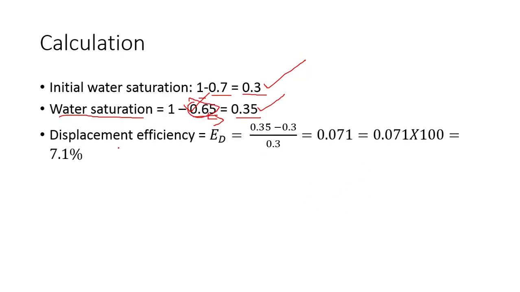Then immediately after that, by using these two data, I have calculated the displacement efficiency, where we have seen the formula for displacement efficiency is like 0.35 minus 0.3, whole divided by, it should be 1 minus 0.3. I have missed that. If you calculate this, then you will get an answer of 0.071, which will be 7.1% displacement efficiency when my oil saturation is 65%.